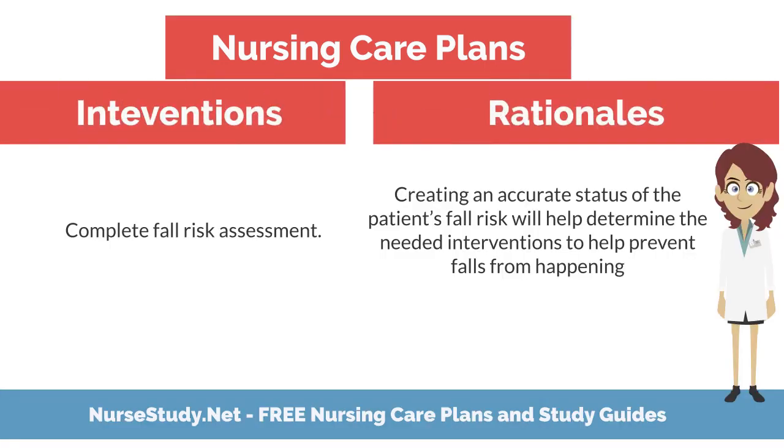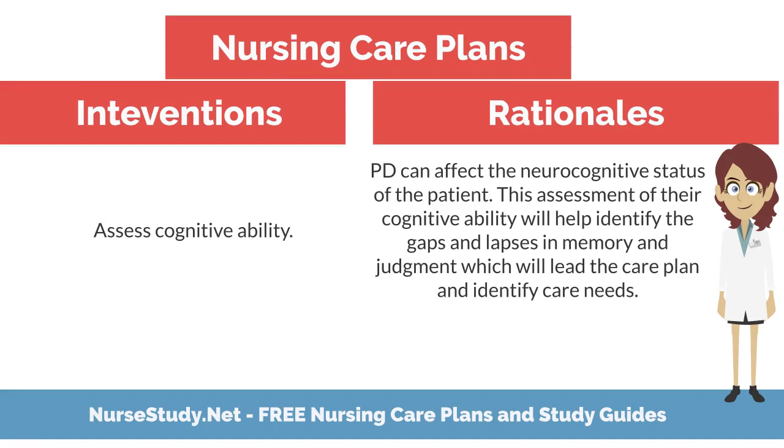Intervention: complete a fall risk assessment. Rationale: creating an accurate status of patient's fall risk will help determine the needed interventions to help prevent falls from happening. Intervention: assess cognitive ability. Rationale: Parkinson's can affect the neurocognitive status of the patient. This assessment of their cognitive ability will help identify gaps and lapses in memory and judgment, which will lead the care plan and identify patient needs.